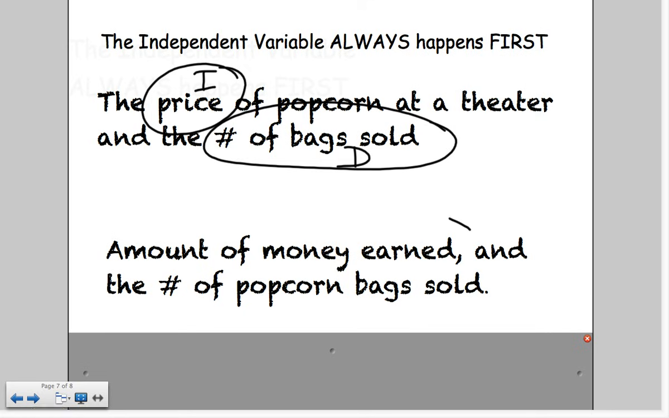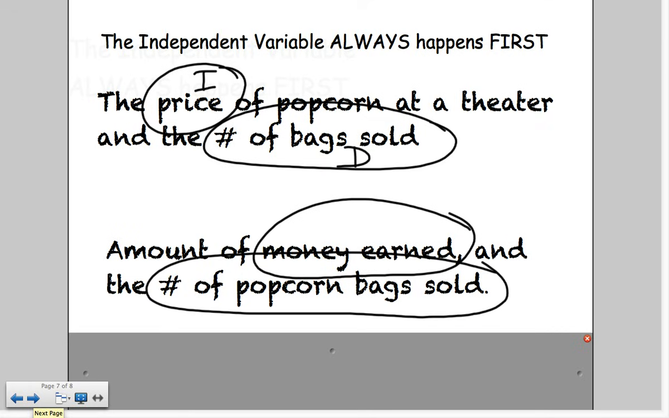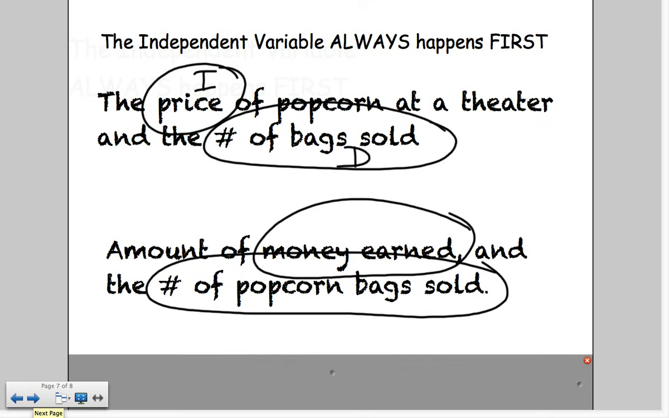All right, one last example here before we finish up. Amount of money earned and the number of popcorn bags sold. This is different than the last example. This time we're talking about how much money is actually earned. So, in this situation, what has to happen first, the independent variable, before change can happen to the other variable? Well, in this case, you got to sell popcorn. If you don't sell popcorn, you are not making any money. So, the money earned depends on the number of bags sold. The more bags you sell, the more money you make.